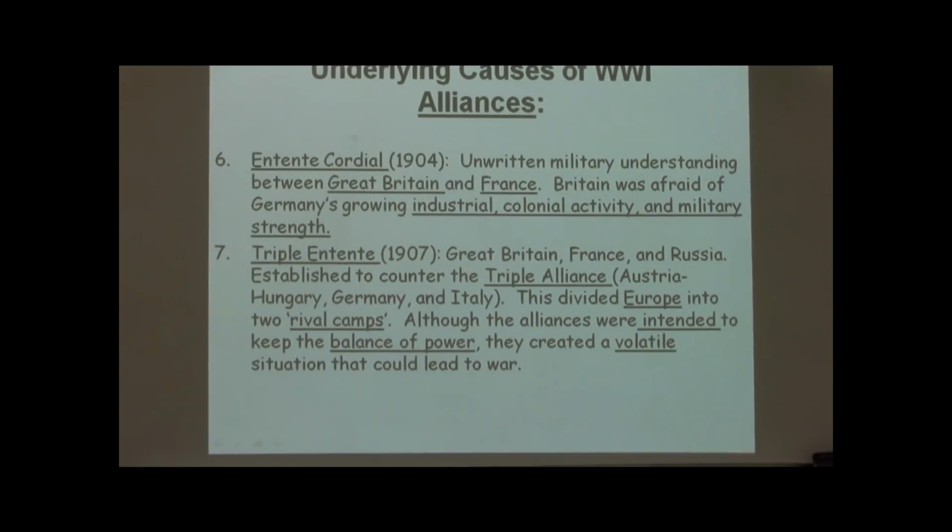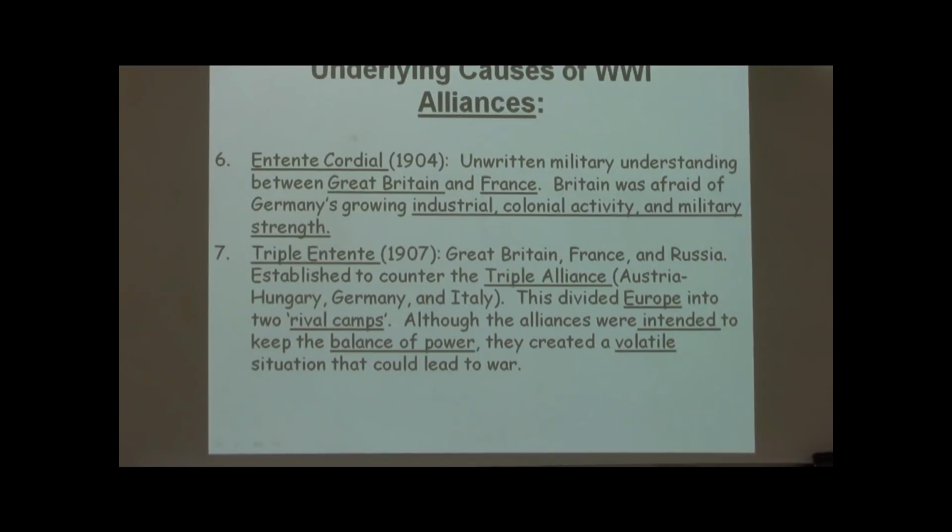Next we have the Entente Cordiale. This was underwritten with a military understanding between Great Britain and France. Britain was afraid of Germany's growing industrial, colonial activity and military strength.